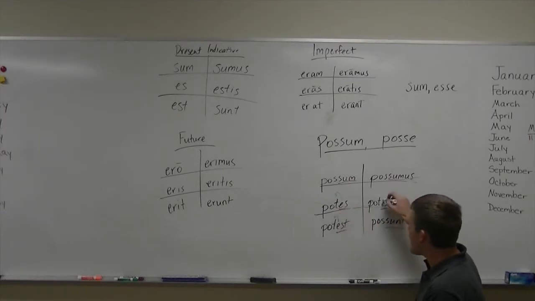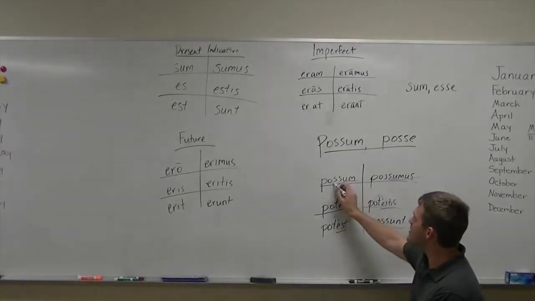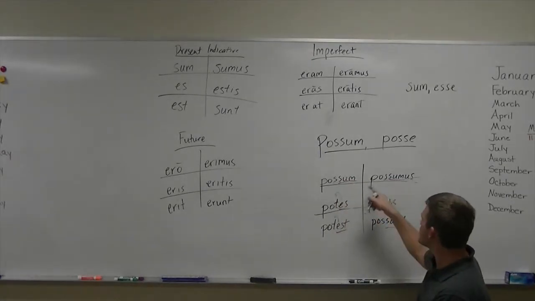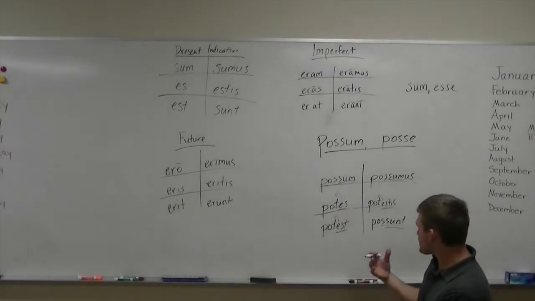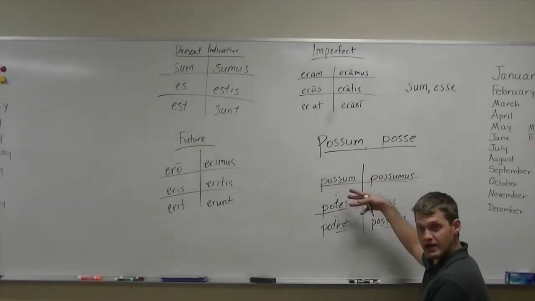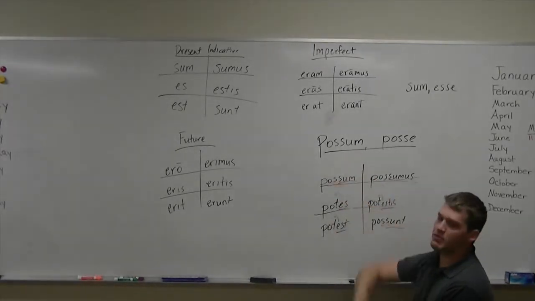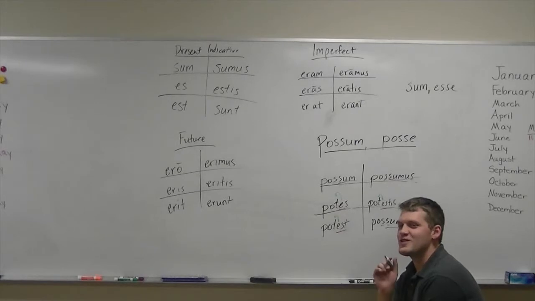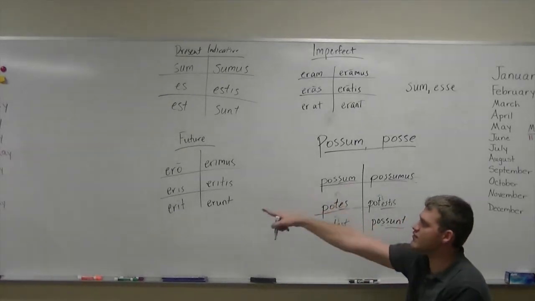It gets pot as its stem. If the form of sum begins with an S, it's going to get pos. Double S. Possum, possumus, possunt. Nice. Now we see that all we've got is pos or pot and then forms of sum, right? What if I made you try to put this into the future without looking? If your hypothesis is correct. Into the future.